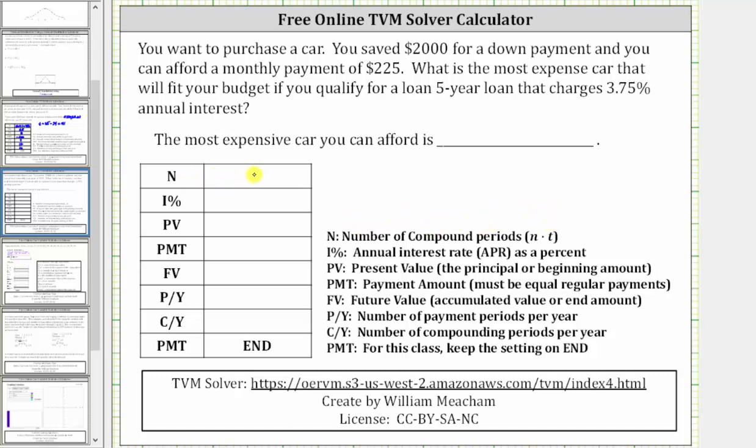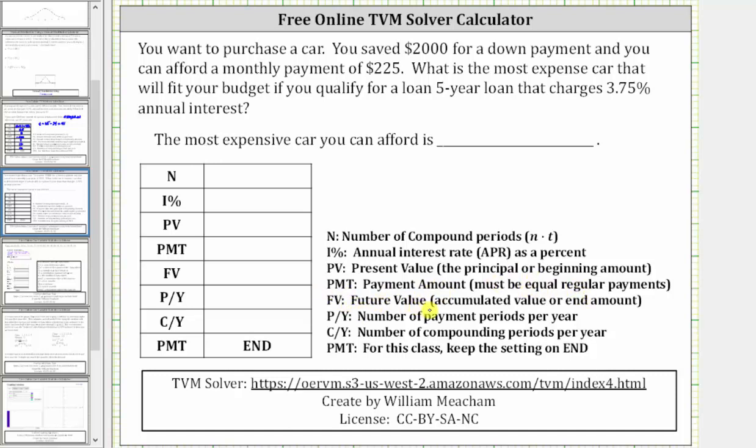I% is the annual interest rate, or APR, as a percent. PV is the present value, which is the principal or starting amount. PMT is the payment amount, which must be equal regular payments. FV is the future value, also referred to as the accumulated value or ending amount.